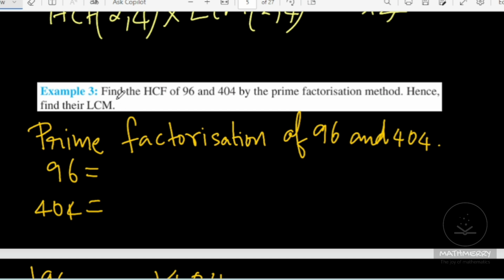The question goes like this: find the HCF of 96 and 404 by the prime factorization method, and hence find the LCM. So first we have to find the HCF, and by using that HCF we have to find the LCM. To find the HCF we have to start with the prime factorization of 96, and also of 404.